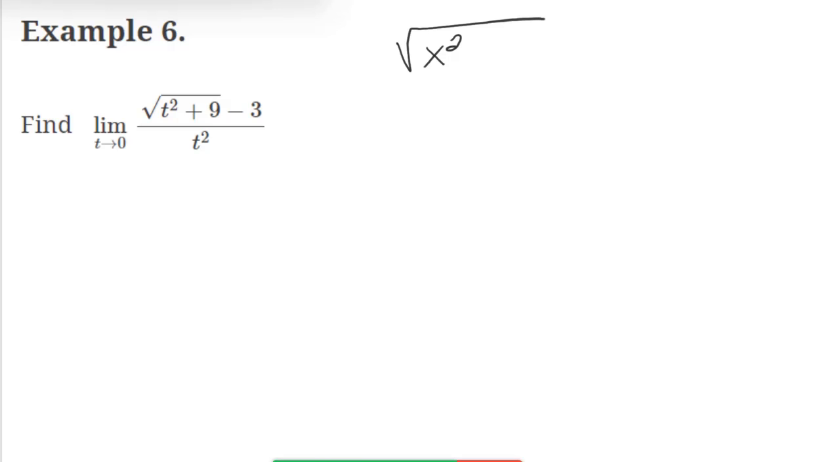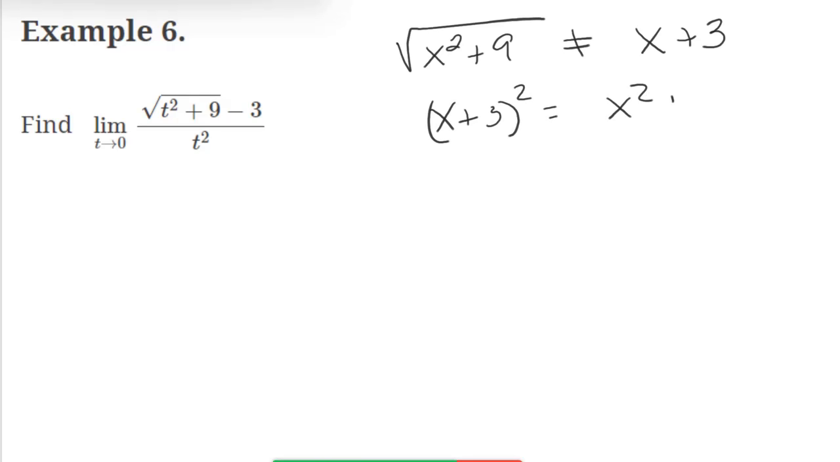I'm just going to use x because I hate writing t's because they look like pluses. This does not equal this. Okay? Because they just squared both of them, or square rooted both of them. Because if that was the case, then x plus 3 squared would equal x squared plus 9, and it does not. It equals x squared plus 6x plus 9. Okay? So that does not equal that. So you cannot just get rid of the square root like that.